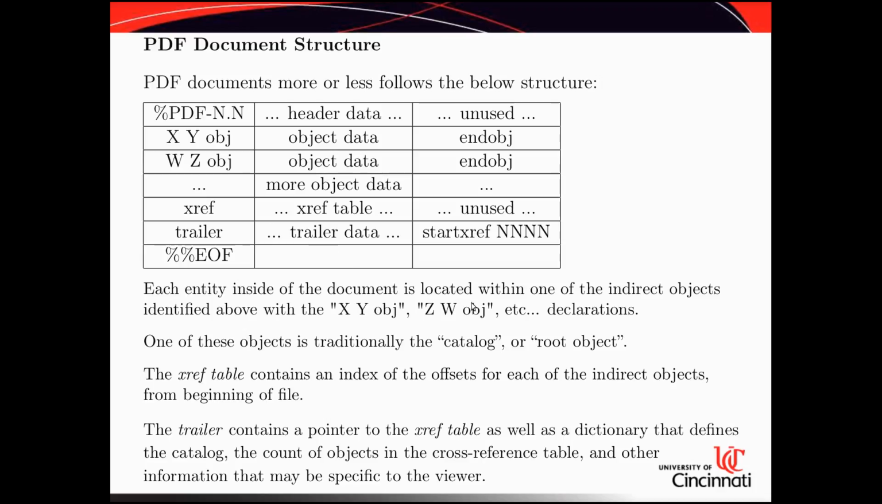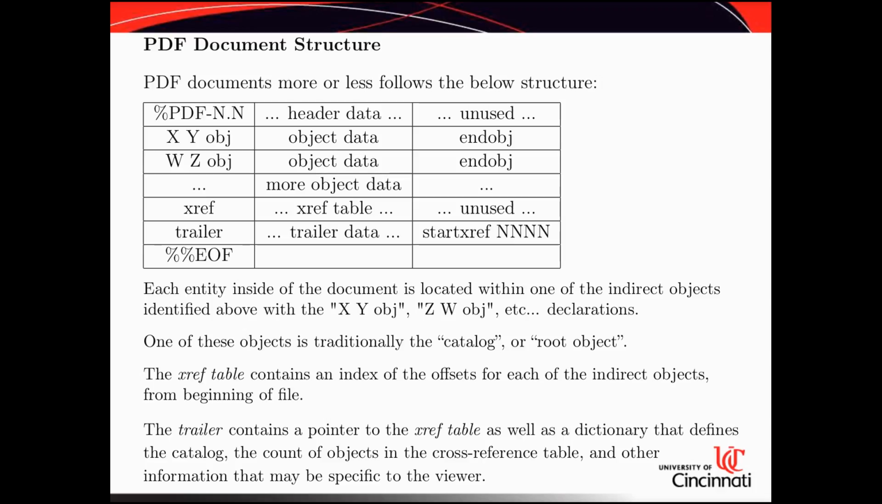So these basically mark what are called indirect objects with two numbers. And then this index actually just tells you where the byte offsets are. And then finally, there's a trailer that contains a pointer or the offset to the Xref table. And then also a dictionary that defines the catalog, count of objects in the cross-reference table, and other information that might be viewer-specific. The idea being that different viewers get to cherry pick and choose which items they're going to pick out of these little tables.